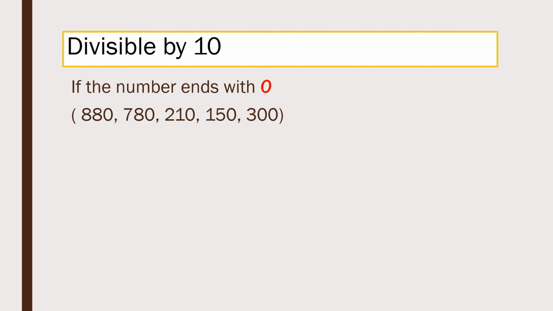Next, we have the divisibility rule for 10. We can say that a number is divisible by 10 if the number ends with 0. It is the easiest way to find out because any number that ends with 0, it means it is divisible by 10. Examples, we have 880, 780, 210, 150, and 300.